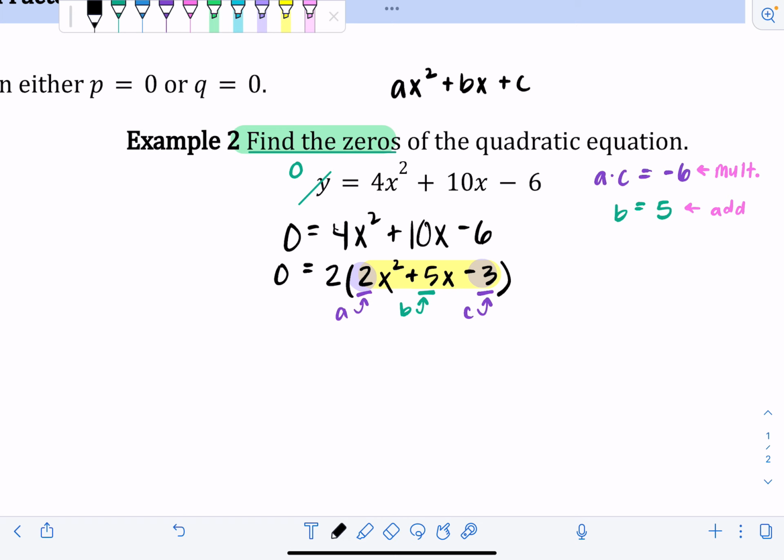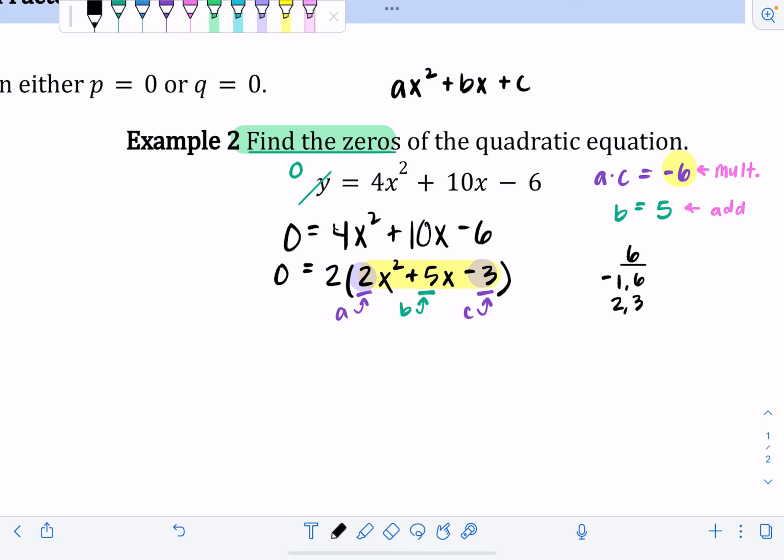For numbers that multiply to 6, and you don't have to worry about the negative quite yet, we'll just list the factors of 6. So 6 is 1 times 6 and 2 times 3. It can be really tempting to pick 2 times 3, since we know we have to add up to 5. But we need our factors to multiply to negative 6, so that would mean that one number would have to be negative.